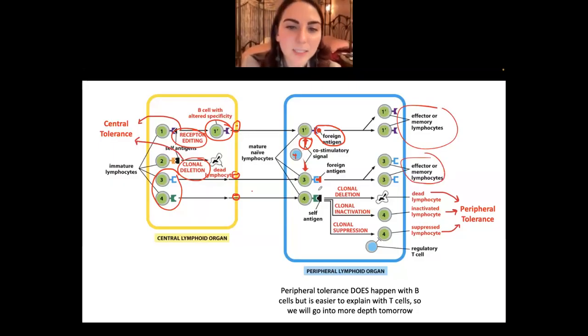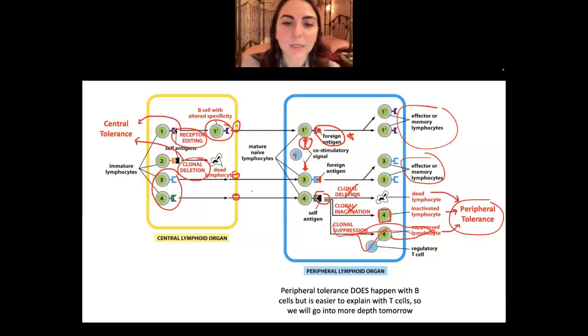But let's say it's now reacting with self-antigen, or reacting with foreign antigen without a co-stimulatory signal. Then you can either delete it, so apoptosis. You can inactivate it. Remember, the other word for inactivation is anergy. So it's still there, but it just doesn't do anything. That's anergic. We didn't talk about clonal suppression, but you don't have to worry about it. It's just not able to work. But all of these lead to what's known as peripheral tolerance.